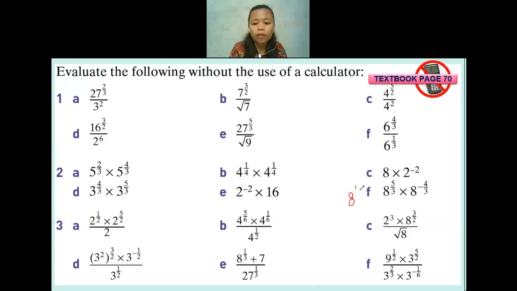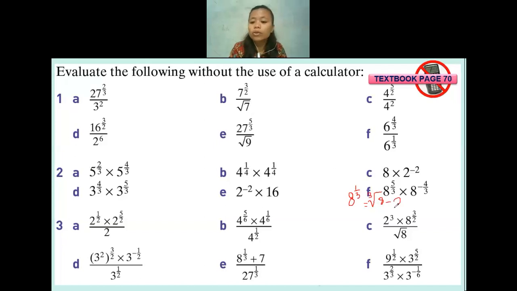The power 1/3 is the same thing as taking the cube root of the number. So we can cube root the 8. Cube root of 8, the answer will be equal to 2.